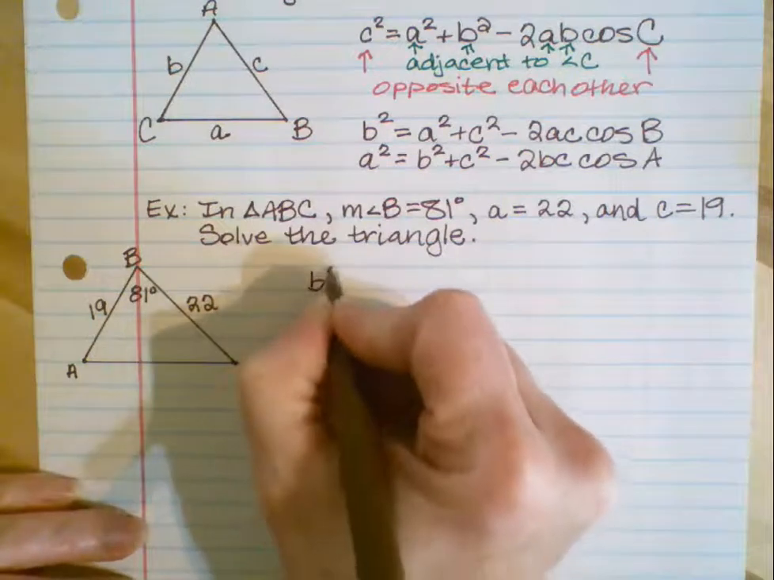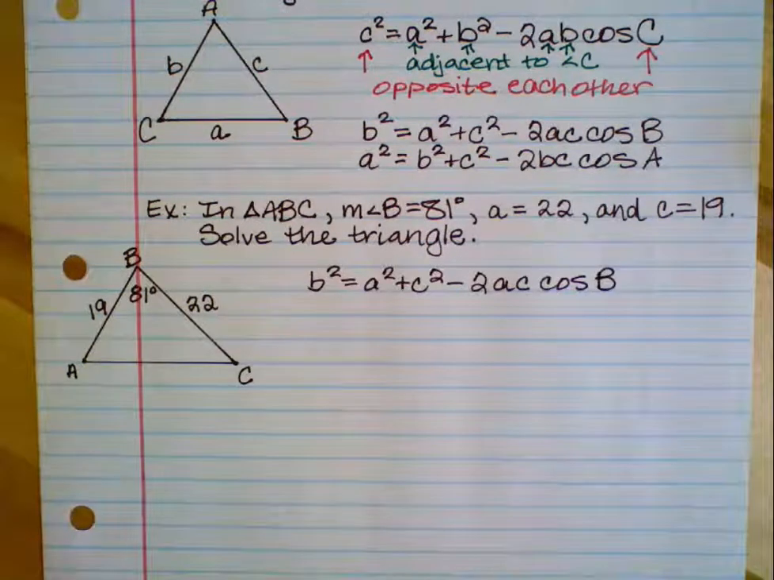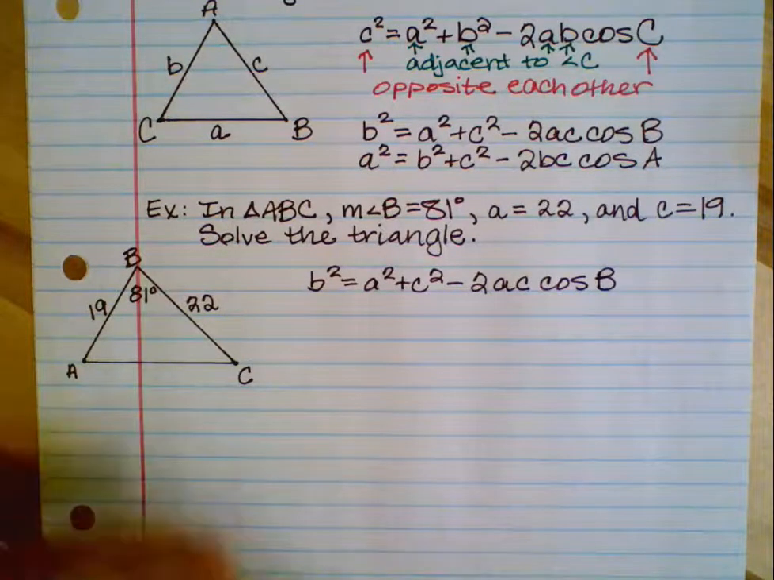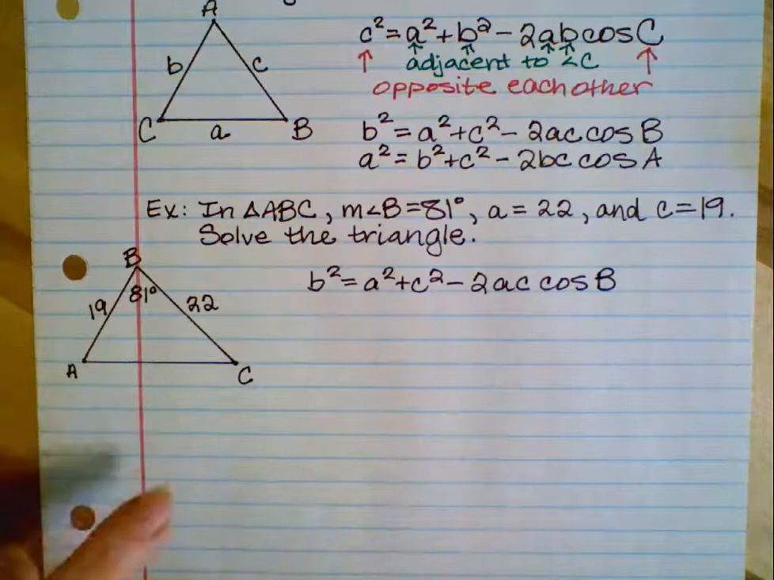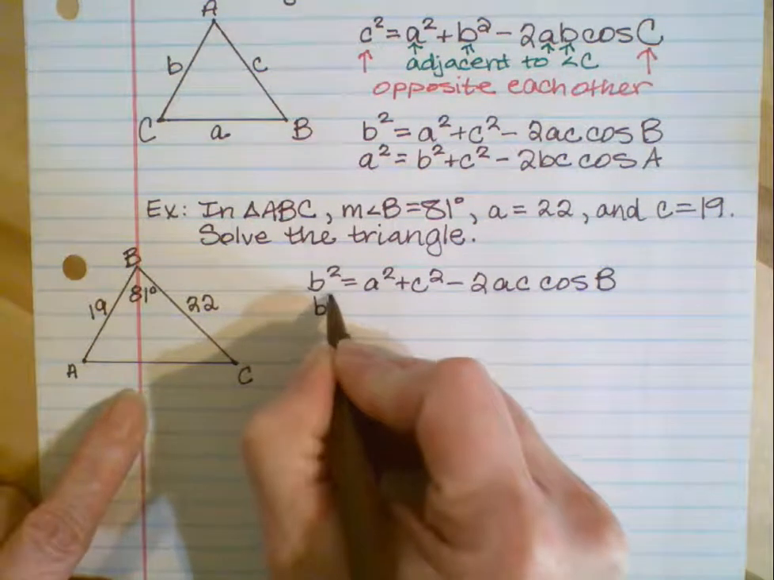Okay, so I'm just going to copy down that formula. Now that we have the formula written, we can go ahead and substitute into it. In this case, everything that we are given lies on the right side of this equation. We don't know the length of side B, so we'll leave that as a variable.